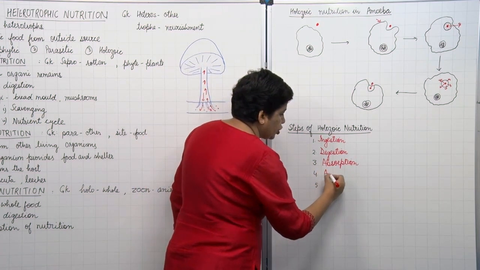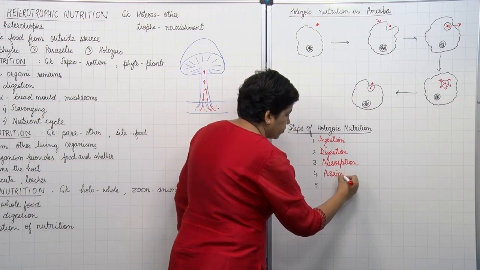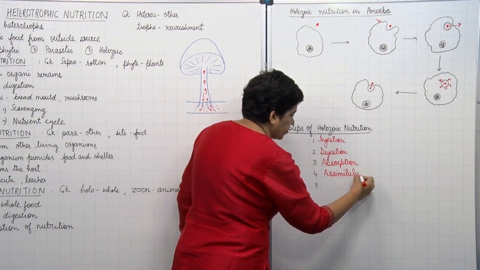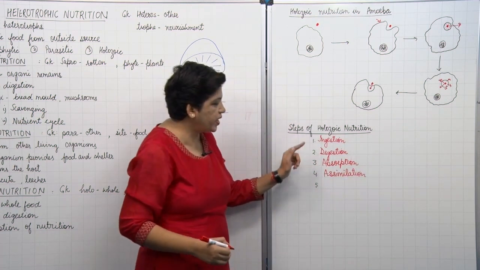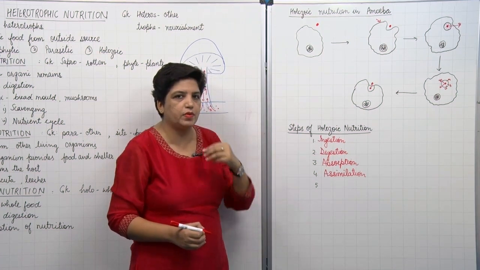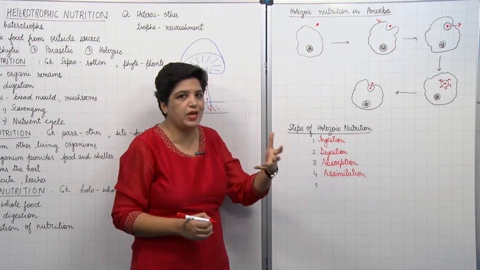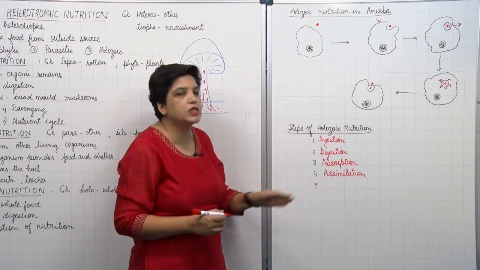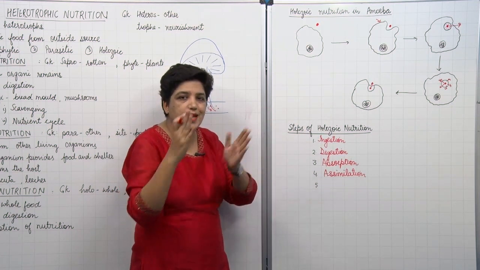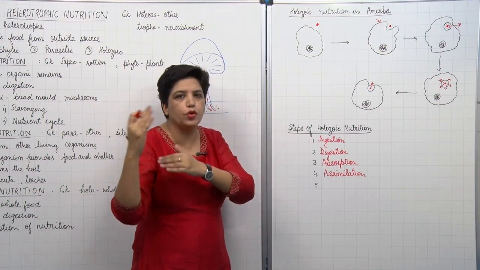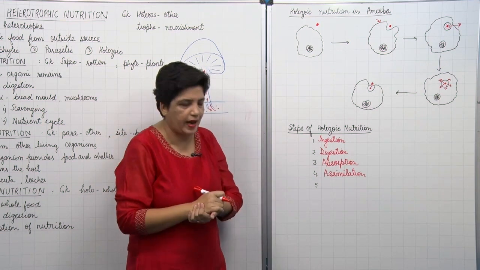Next is assimilation. When the nutrients reach each and every cell of a multicellular organism, it is being utilized, it is being used to release energy. That process is called assimilation. That is the main step where the food is being utilized for growth, for development, for various other activities.